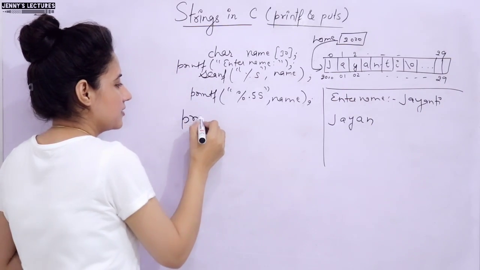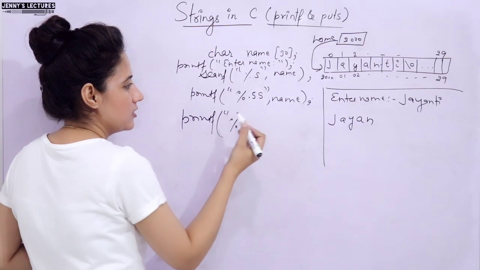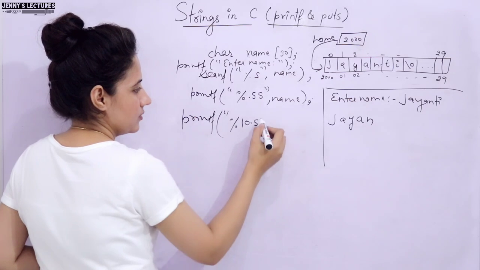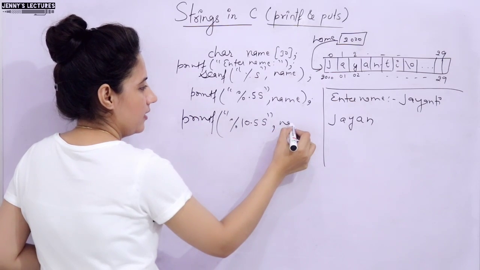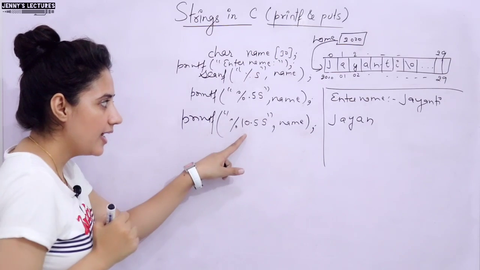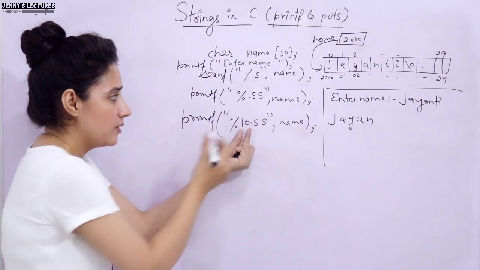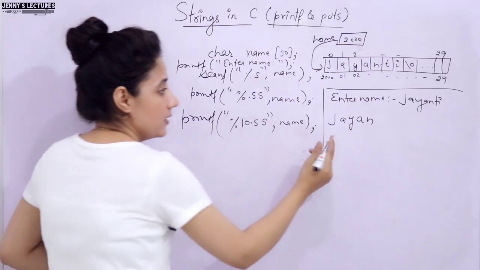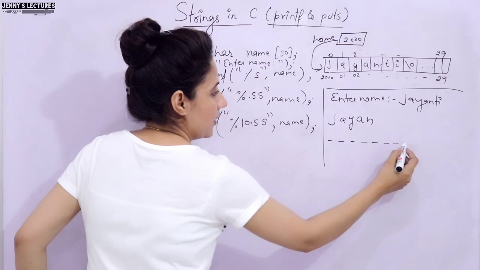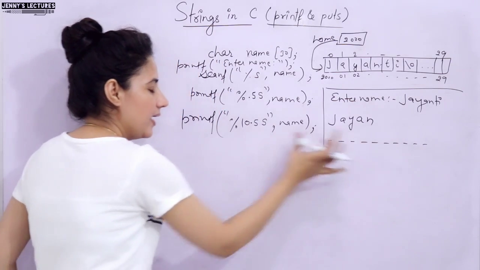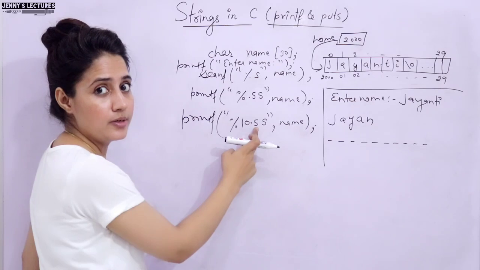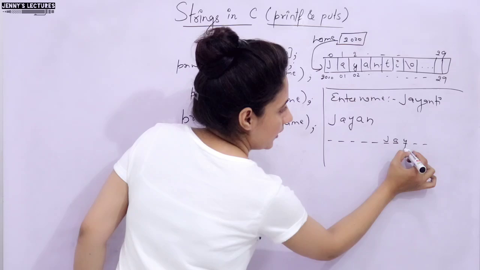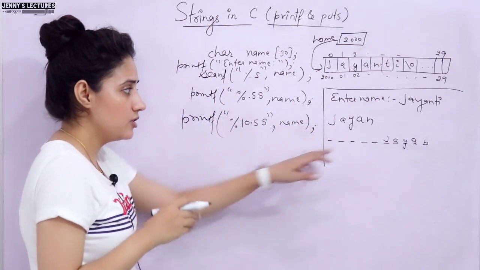And if you write something like this, printf, suppose I am writing %10.5s, the format specifier, and name. In that case, what would be the output? This 10 would be the field width, like 1, 2, 3, 4, 5, 6, 7, 8, 9, 10. This is the field width, and here only 5 characters of my name would be printed, and that would be right-shifted. So it would print Jayan.